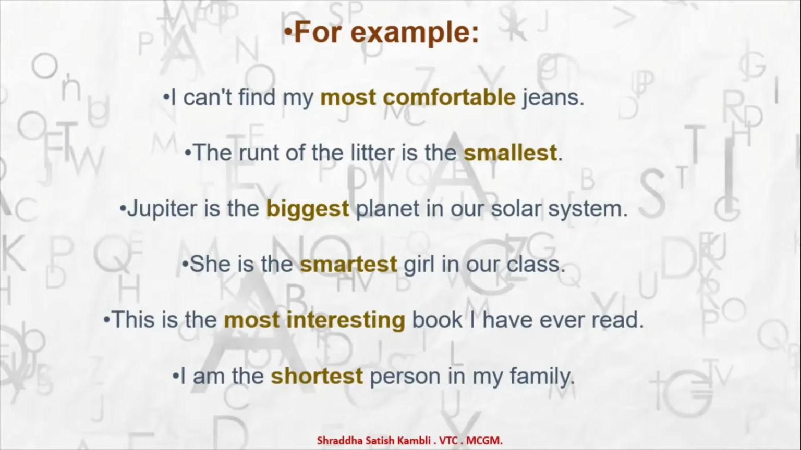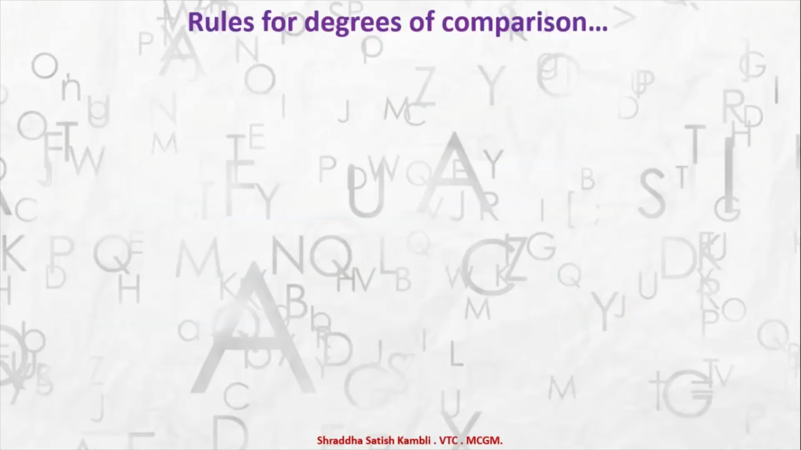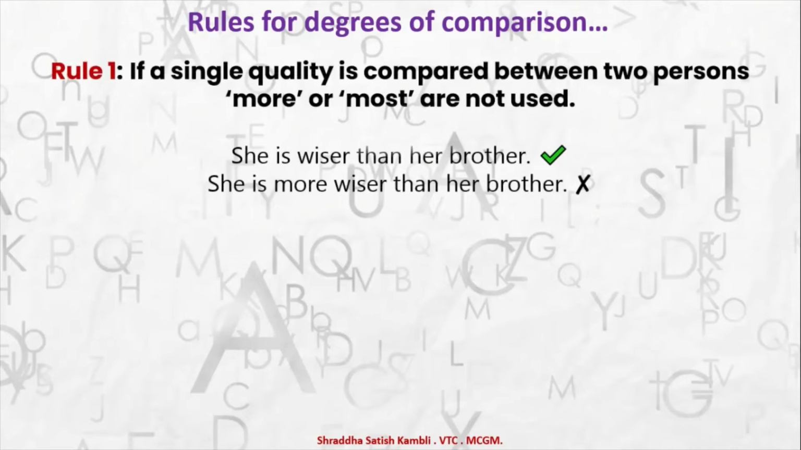Okay, so these were the three degrees of comparison: the positive, the comparative, and the superlative. Now let us look at certain rules for degrees of comparison. There are a lot of rules, but I have picked up around 7 or 8 which will be useful for us for our studies this year. So let us start with rule number 1, which says, if a single quality is compared between two persons, more or most are not used.